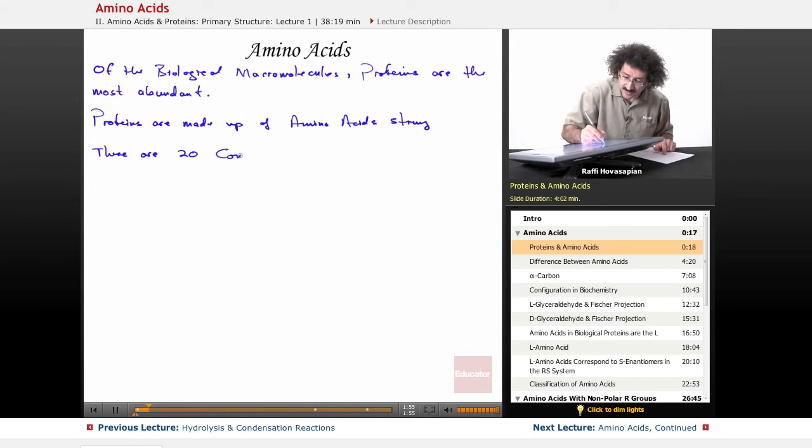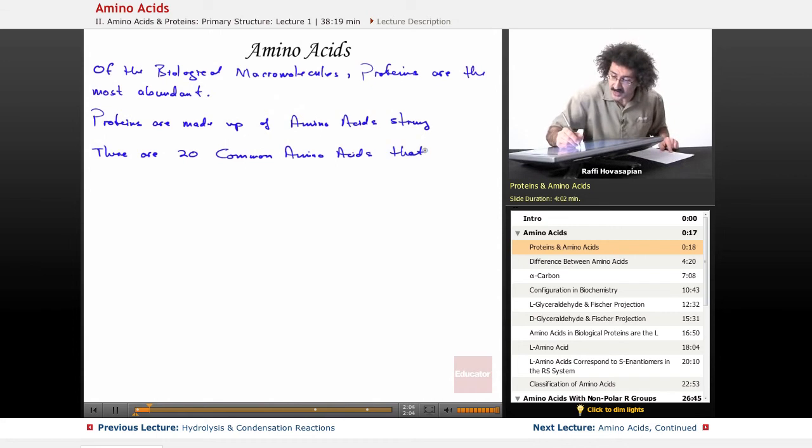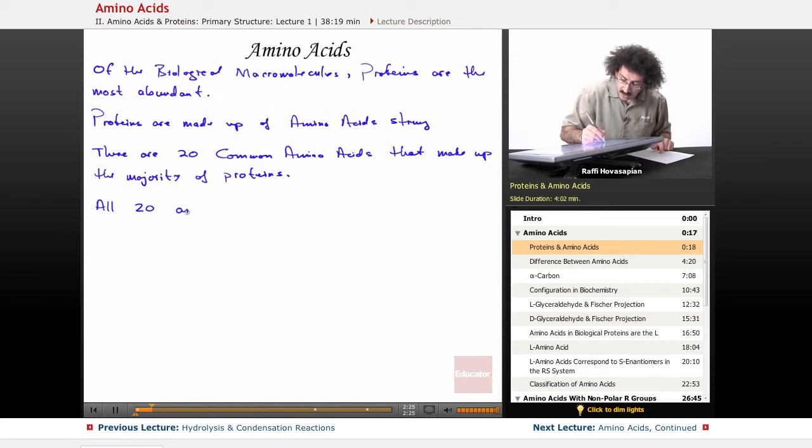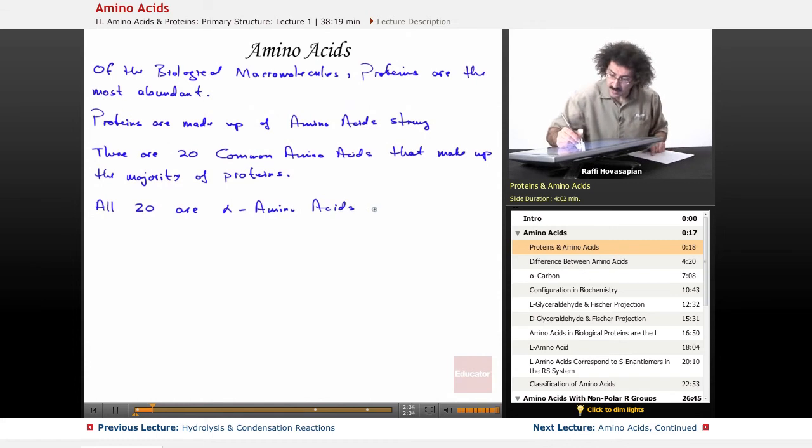There are 20 common amino acids that make up the majority of proteins. Well, they make up all the proteins, but I'll just write the majority, because that's the way I have it written. All 20 are actually called alpha amino acids, and have the following structure.